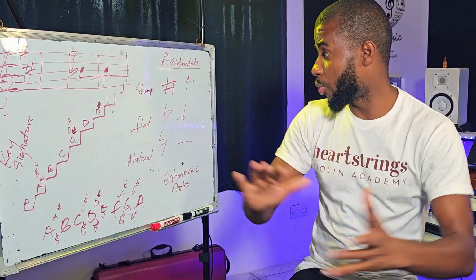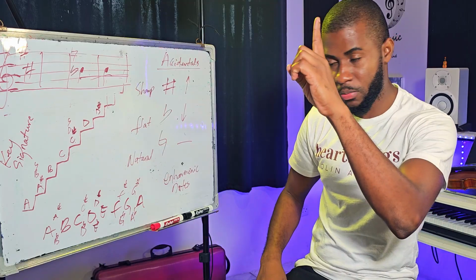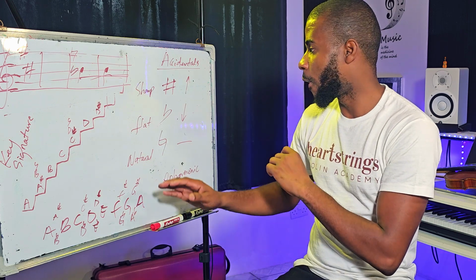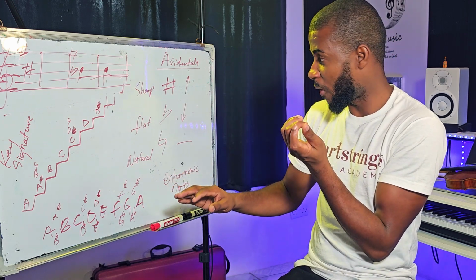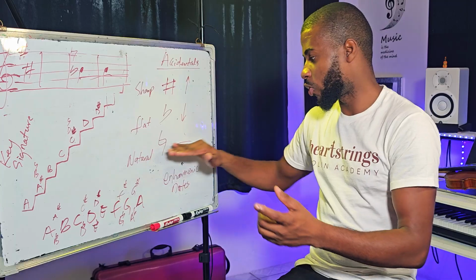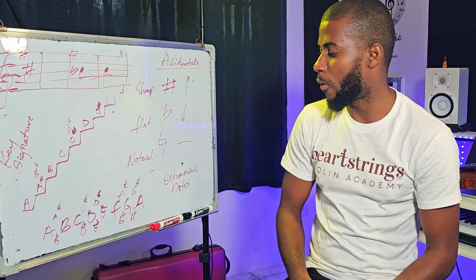So let me summarize real quick for you. We talked about accidentals. A sharp increases the pitch of a note by a half step. Think of a half step like a little movement in distance, a little movement up in the case of a sharp. A flat does the opposite. A natural, when written in music, is going to neutralize the effect of either a sharp or flat.